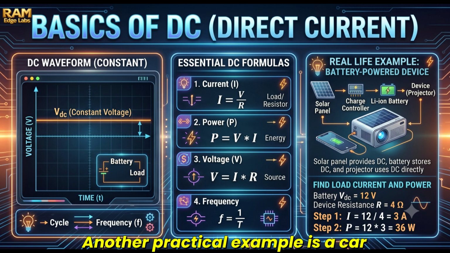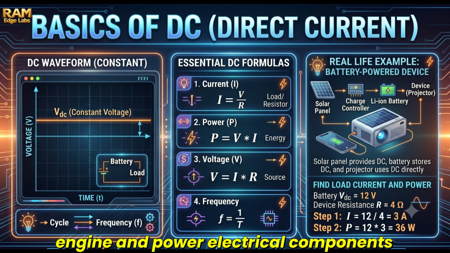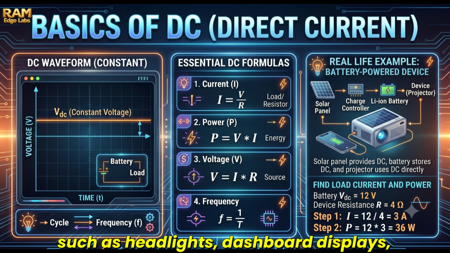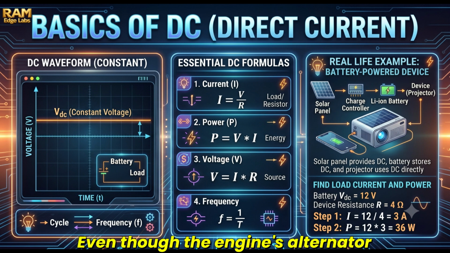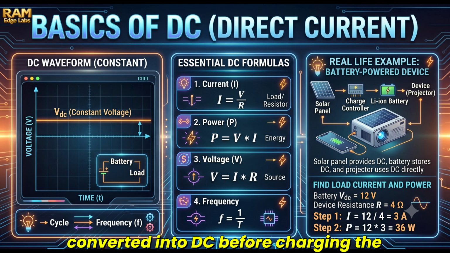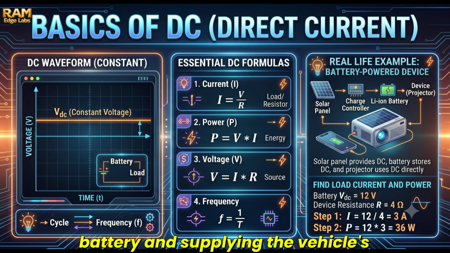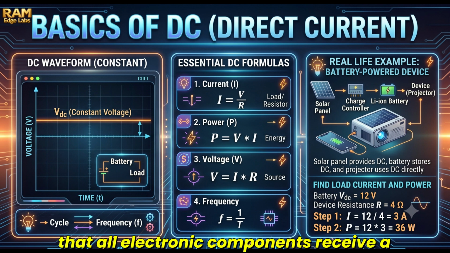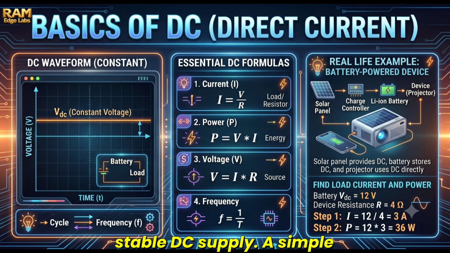Another practical example is a car battery. Most vehicles use a 12-volt DC battery to start the engine and power electrical components such as headlights, dashboard displays, the radio, power windows, and the horn. Even though the engine's alternator generates AC internally, it is converted into DC before charging the battery and supplying the vehicle's electrical system. This ensures that all electronic components receive a stable DC supply.